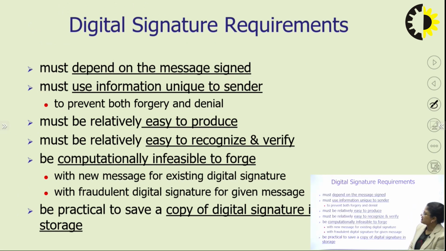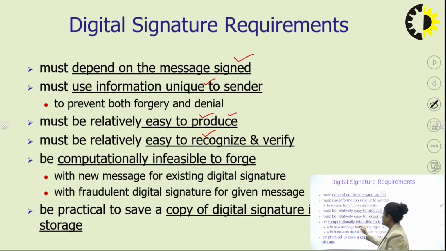Now, these are some requirements that a digital signature needs to have. The signature obviously will depend on the message that is signed. That is the first requirement. We must use information that is unique to the sender. We should use algorithms so that signatures are relatively easy to produce, and also easy to recognize and verify. Another point is that we should generate the signature in such a way that a third party or an attacker cannot forge it. It should be computationally infeasible to forge the signature.